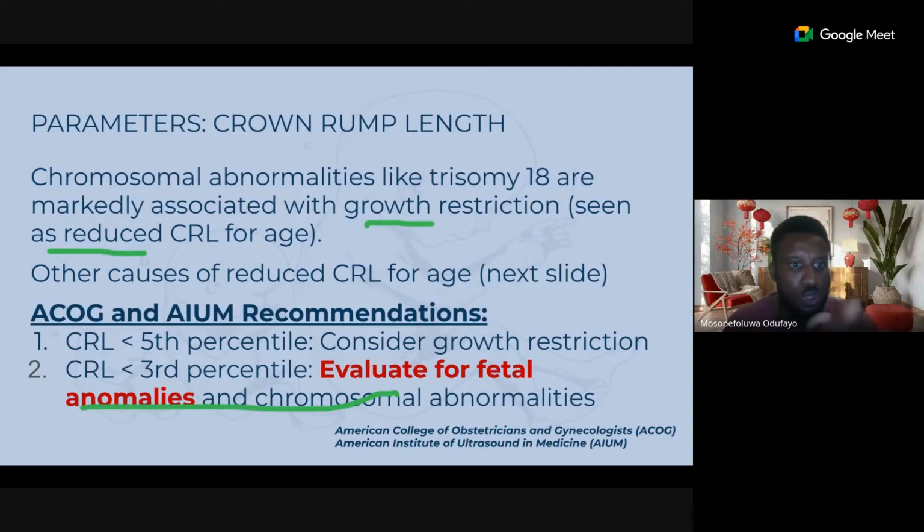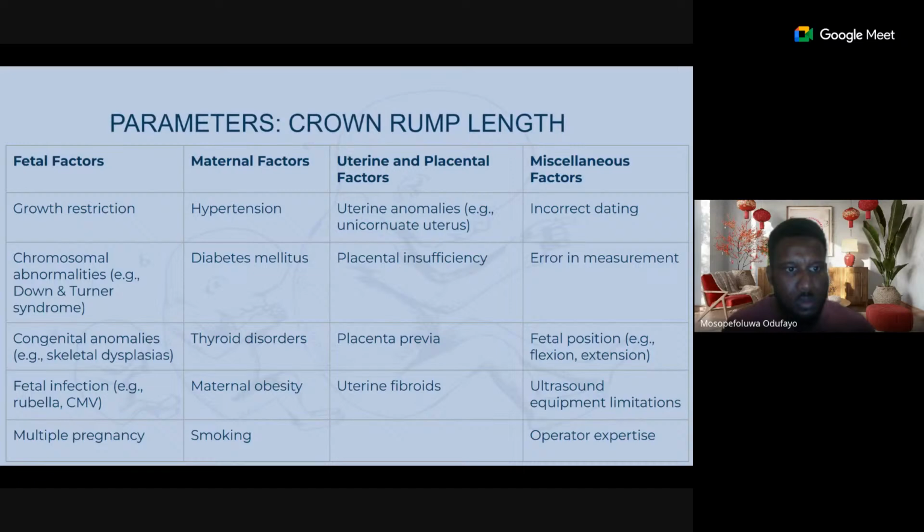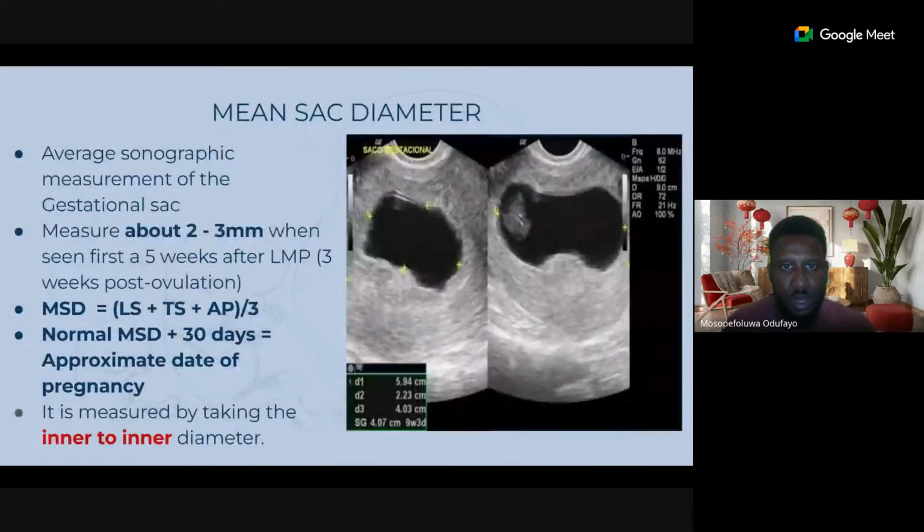So the next scan you should be doing for this person who would probably have a short fetal CRL will be a nuchal translucency scan between the 11th and 13th week. Other causes of reduced crown rump length are growth restriction and chromosomal abnormalities. You can see fetal factors, maternal factors, geriatric factors, and miscellaneous factors. Many of them. Is that okay? You can just briefly look at the table. All of these are causes of reduced crown rump length.